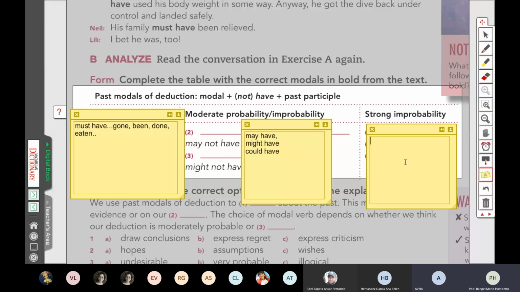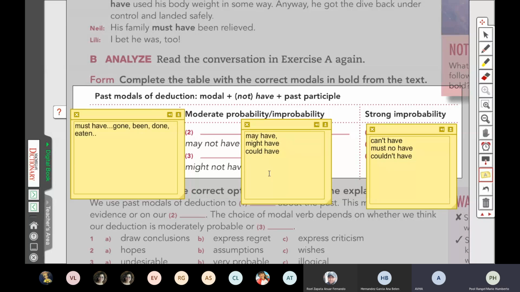Entonces acá teníamos. Mustn't have, can. Bueno, can have, must not, o puede ser la contracción también mustn't have. Y one more. Couldn't have, muy bien. Couldn't is a little stronger than might and may. Sí, de hecho sí.